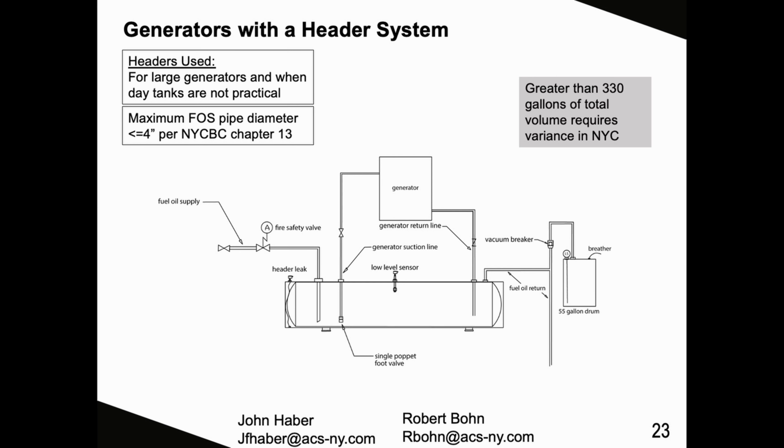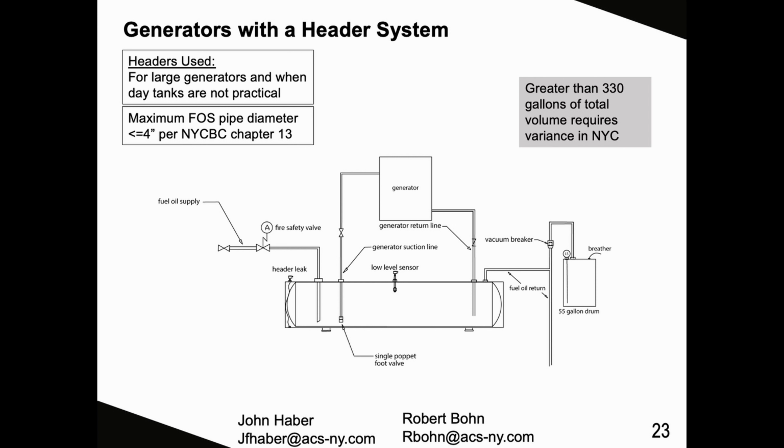Generators with a header system. Header is for use when day tanks are not practical. They are sized same as day tanks with a maximum allowable capacity of 330 gallons. This slide represents a header system that is required for outdoor installations. Indoor installations can use a single wall pipe with a containment basin. And your maximum supply pipe feeding this header is 4 inches in diameter.